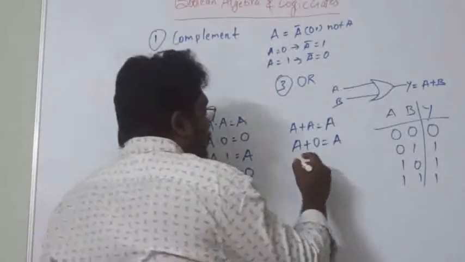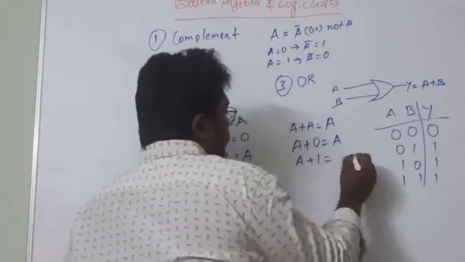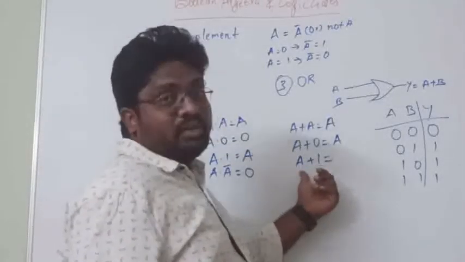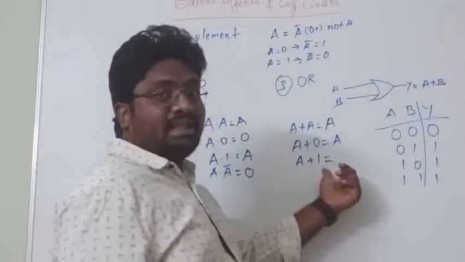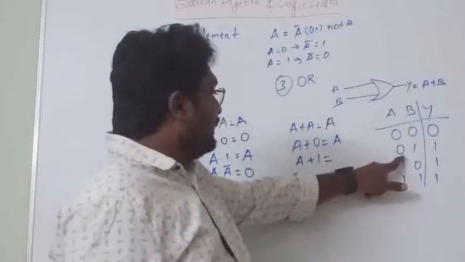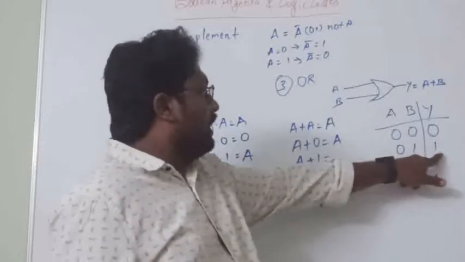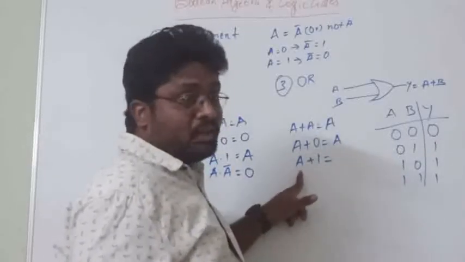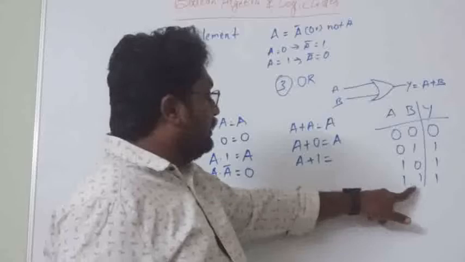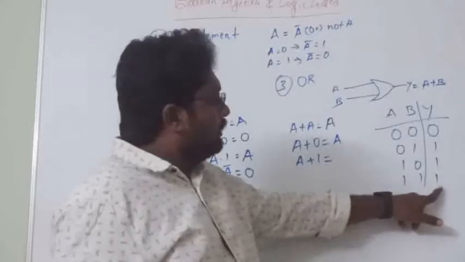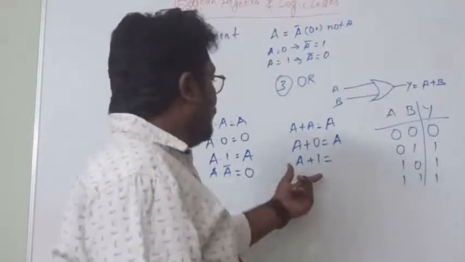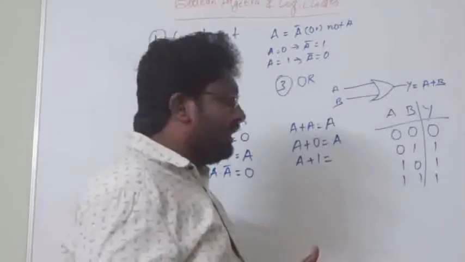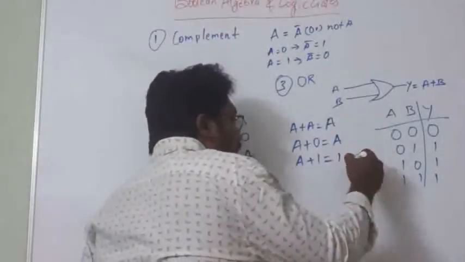The next one is A or 1. So for example, A is equals to 0 and then B is equals to 1, the output is 1. And next, if you are taking A is equals to 1 and B is equals to 1, the output is 1. So if any variable we are having is high, then the output will also be 1.